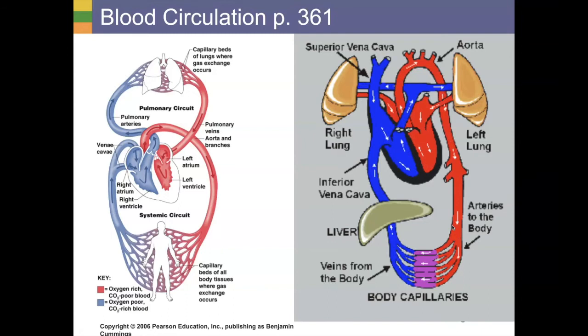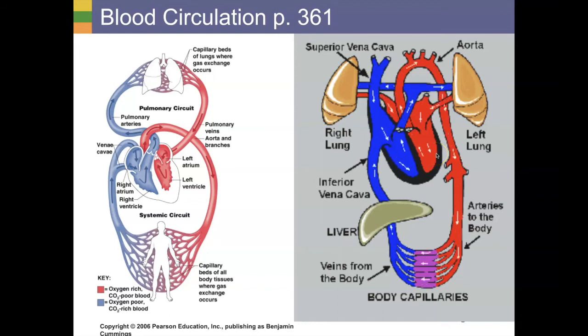Nonetheless, we have veins and arteries on our right side, and we have veins and arteries on our left side. This is just showing how that circulation process is actually taking place throughout the body, and how it's the right side of the heart that's going to be dealing with that deoxygenated blood, where it's the left side of the heart that deals with the oxygenated blood.